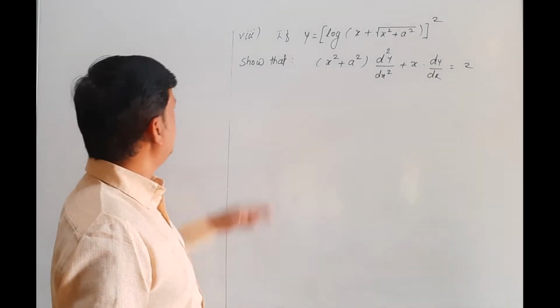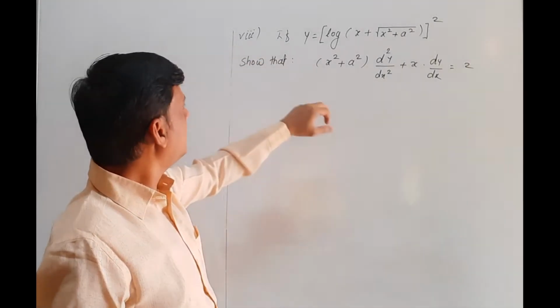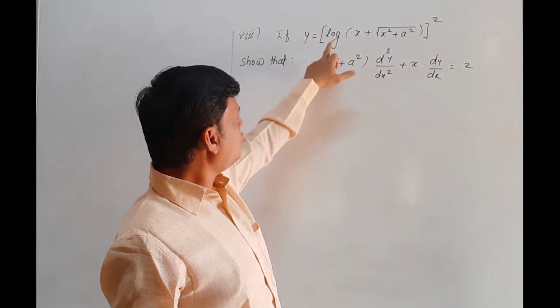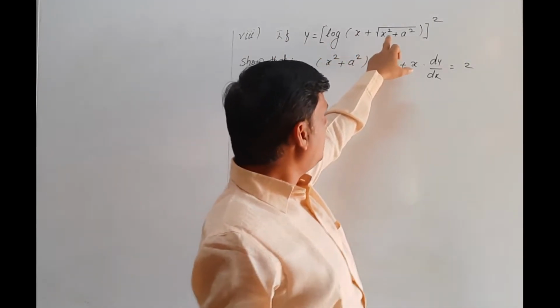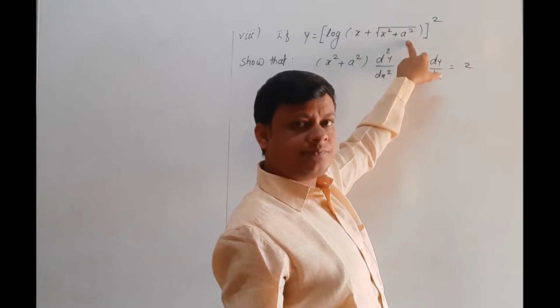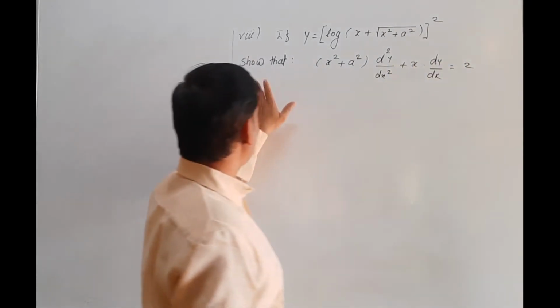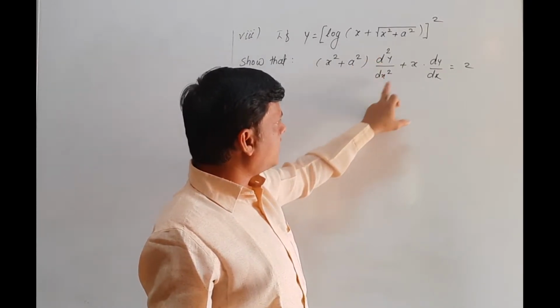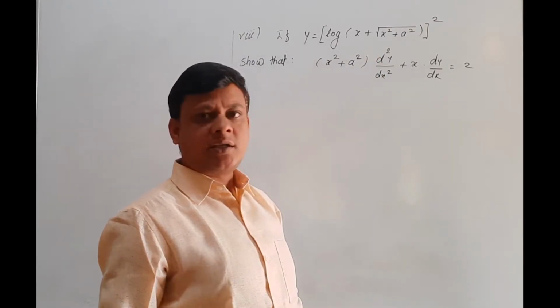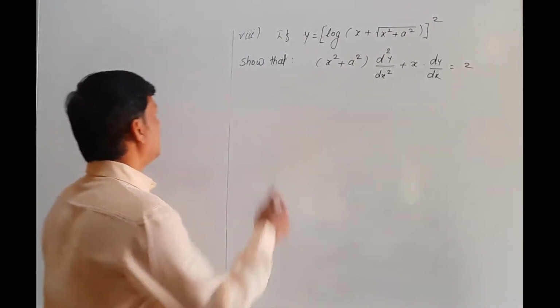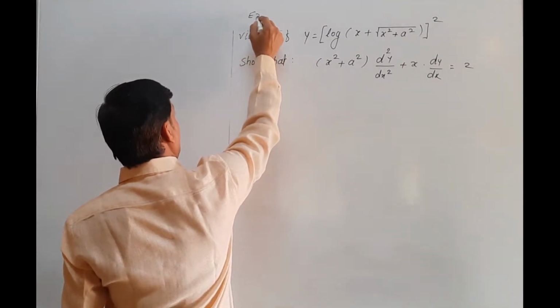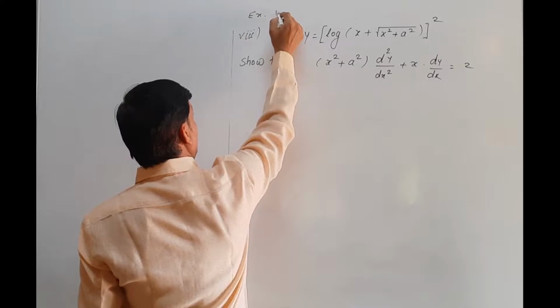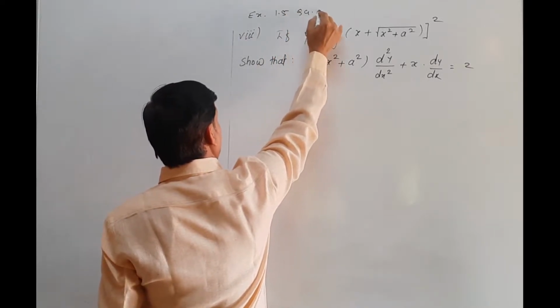Now see question number 8. If y is equal to [log(x + √(x² + a²))]², show that (x² + a²) d²y/dx² + x dy/dx = 2. This question is from exercise 1.5, question number 3.